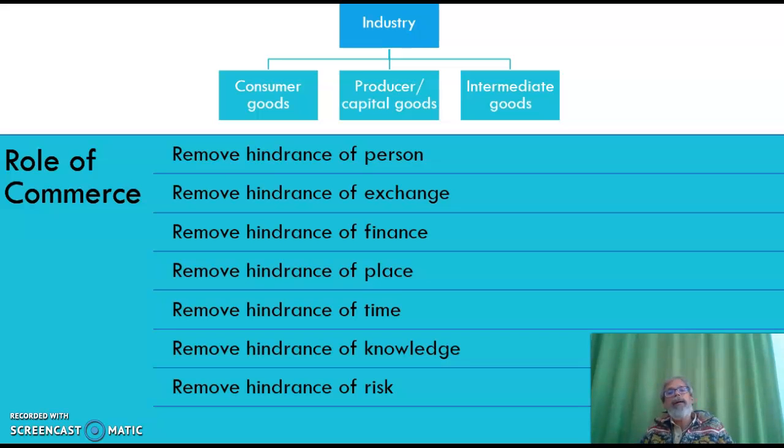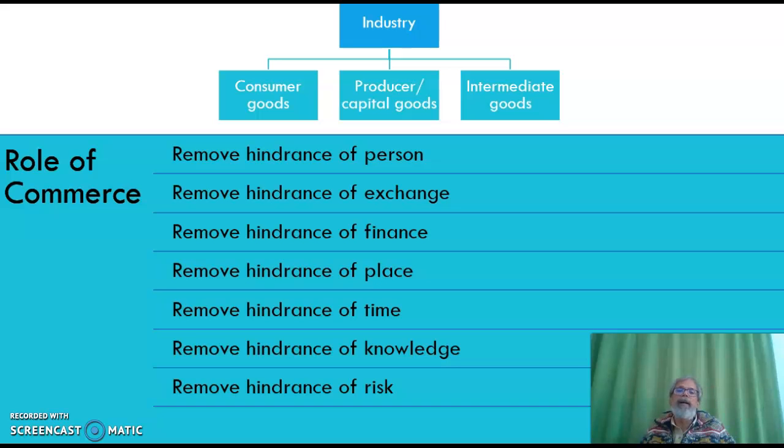Then it is reducing the exchange hindrance, in which the product is going through multiple hands. Here commerce is reducing the hindrance of finance. The individual requires finance from different areas, either the banks, friends, some companies, or some finance organization. Commerce is supporting the organizations to work in that area.